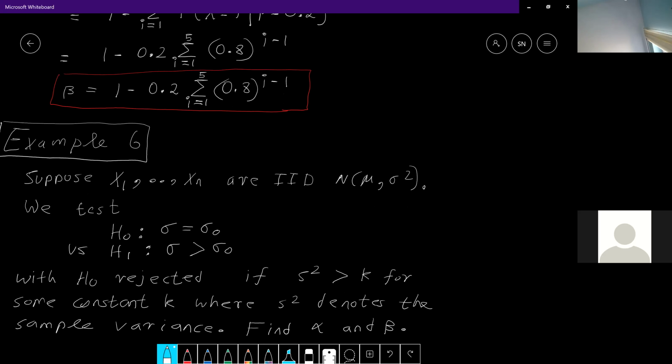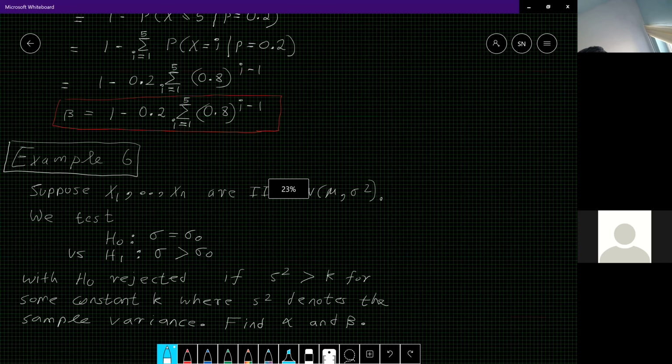Right, so this is the question. You have a random sample from a normal distribution with parameters mu and sigma squared. We are testing for sigma equal to sigma 0 versus sigma greater than sigma 0, with H0 rejected if s squared, the sample variance, is greater than a constant k. And we want to find alpha and beta.